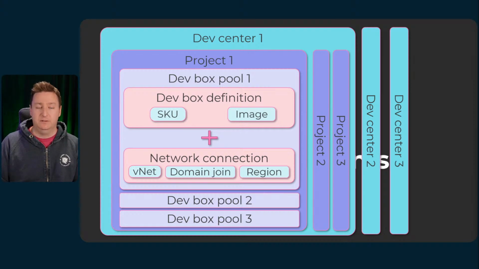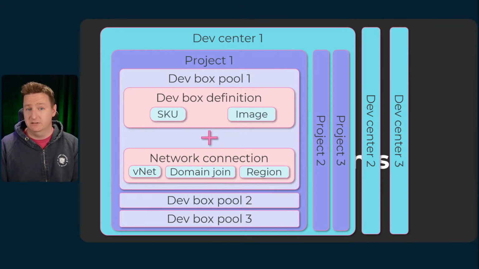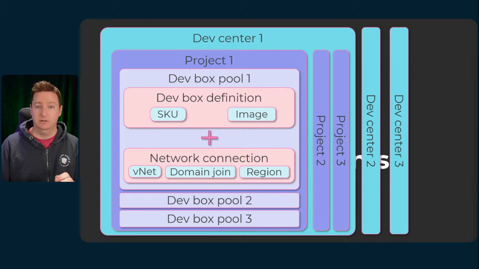And then you have network connections, which dictate what VNet the dev boxes should be connected to. Should they be joined to Azure AD, or should they be hybrid joined? There is no option to only join them to AD. They need to be either Azure AD or hybrid joined. And of course, based on the VNet, you also get the region where your dev boxes should be deployed. So the network connection, together with the dev box definition, they define how the dev boxes should be created and how they should look.